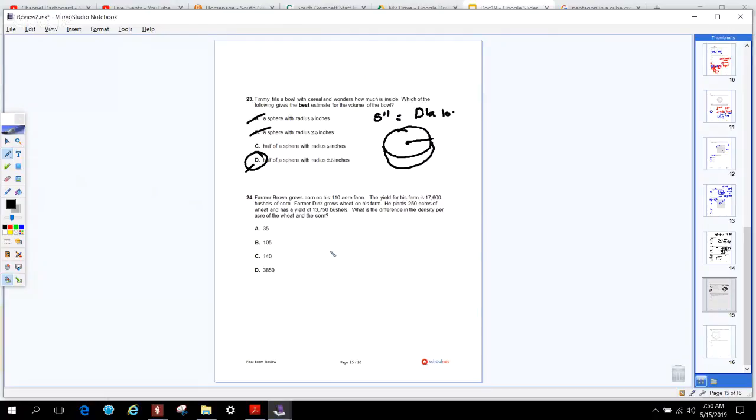Farmer Brown grows corn on his 110-acre farm. The yield on his farm is 17,600 bushels of corn. Farmer Diaz grows wheat on his farm. He plants 250 acres. What's the density per acre of the wheat and corn? Remember, whenever we do density, it is always going to be things that you can count or weigh over space. And space means area, volume, things like that.